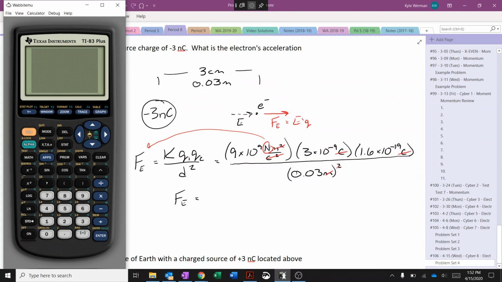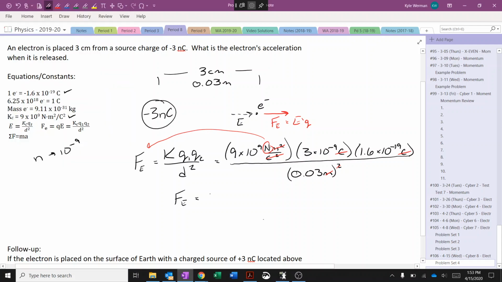So I'm going to open that up here and type in my values. I have 9 times 10 to the 9, which I have stored as K, times 3 e to the -9. That's what times 10 to the -9 is the same as saying e -9, times 1.6 e to the -19, all over 0.03 squared. And I get a force of 4.8 times 10 to the -15 newtons. So that's the force acting on the electron, and it's going to act to the right.